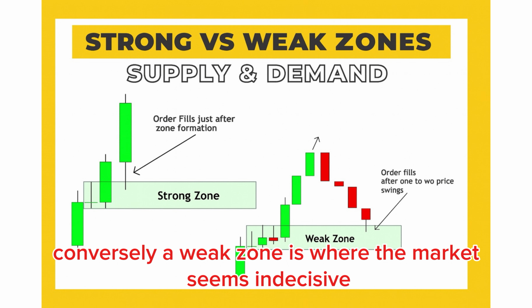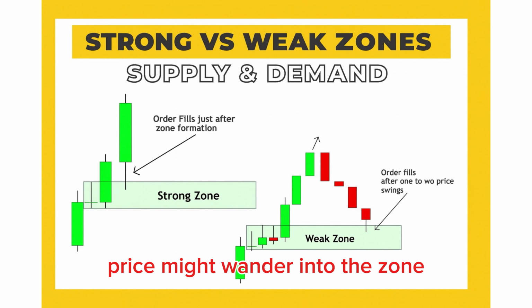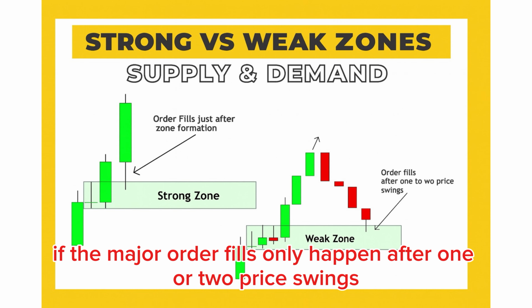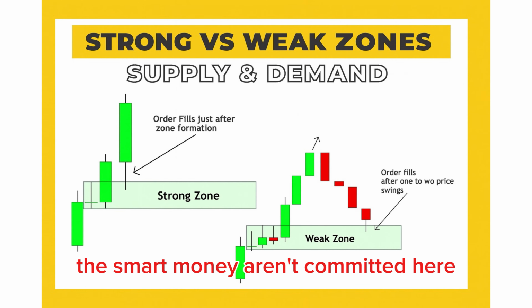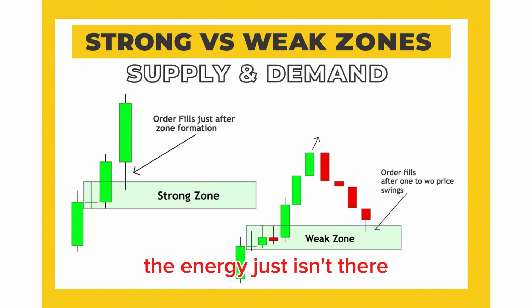Conversely, a weak zone is where the market seems indecisive. Price might wander into the zone, leave, and come back again. If the major order fills only happen after one or two price swings, it tells us that the big players, the smart money, aren't committed here. The energy just isn't there.